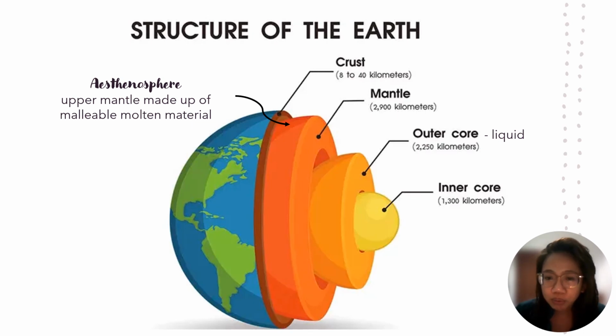Now, if we go down lower, the molten material becomes liquid. That's the characteristic of the outer core, which is 2,250 kilometers thick. And then the inner core, we expect it's only 1,300 kilometers, and we know this is solid, metallic material.